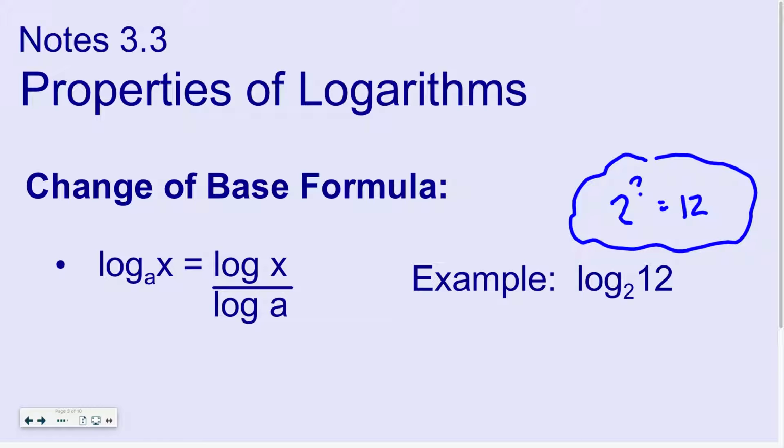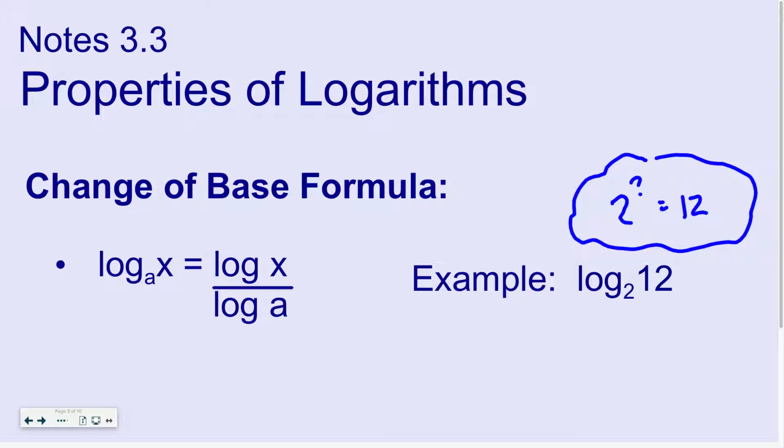Can you estimate what the exponent would be? Okay, why do you say 3.5-ish? 2 cubed is 8, 2 to the 4th is 16, 12 is kind of right in the middle of those two, right? So we're thinking somewhere like 3.5.